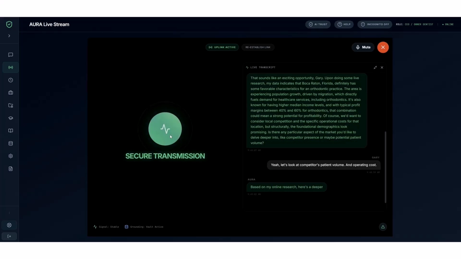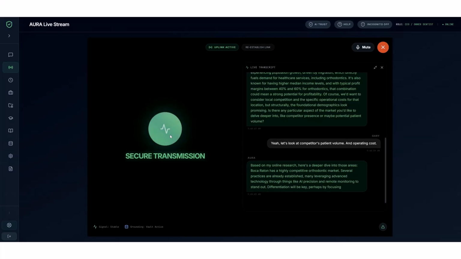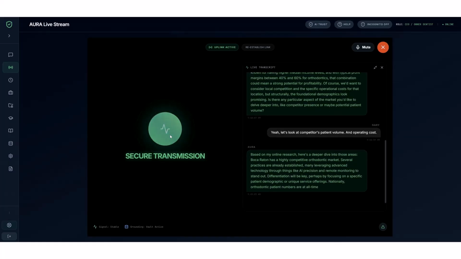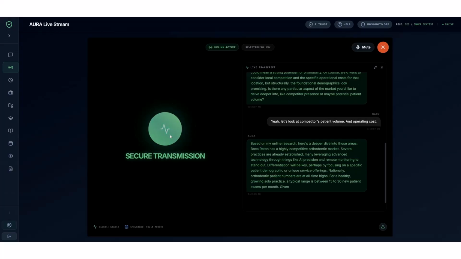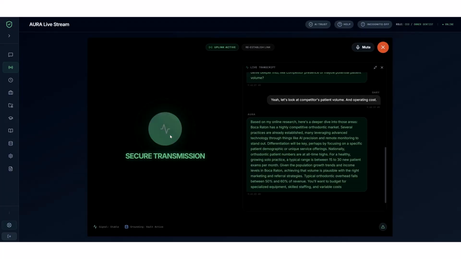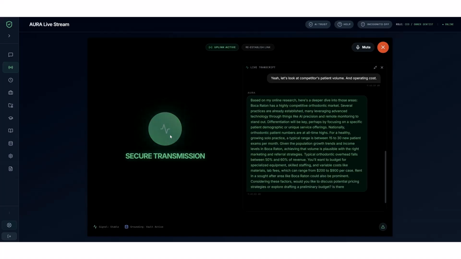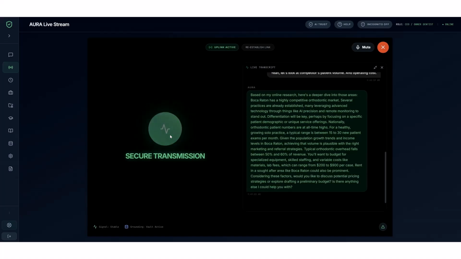Based on my online research, here's a deeper dive into those areas. Competitor presence. Boca Raton has a highly competitive orthodontic market. Several practices are already established, many leveraging advanced technology through things like AI precision and remote monitoring to stand out. Differentiation will be key, perhaps by focusing on a specific patient demographic or unique service offerings.